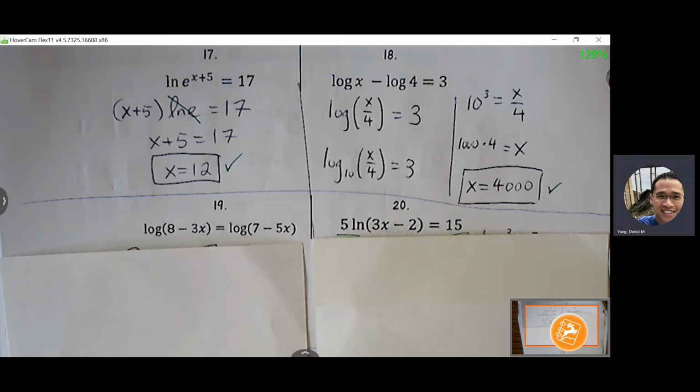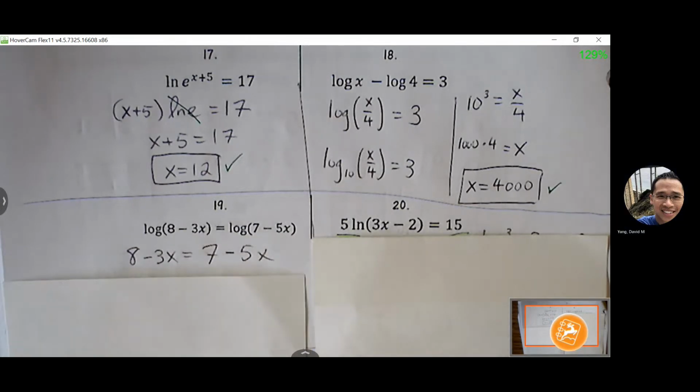Okay, 19. 1-to-1 ratio with logs. We can just remove the log and set the arguments equal. That's always that first step, right? If you can get that first step down, everything kind of just falls into place. That's the hardest part, knowing what to do to start the problem.